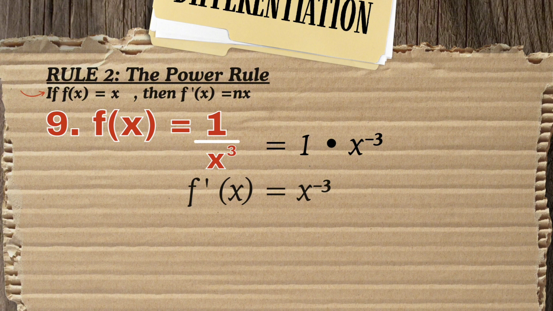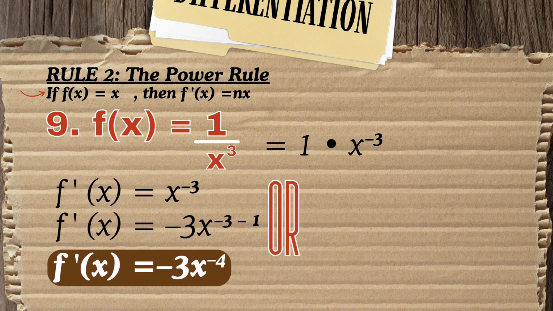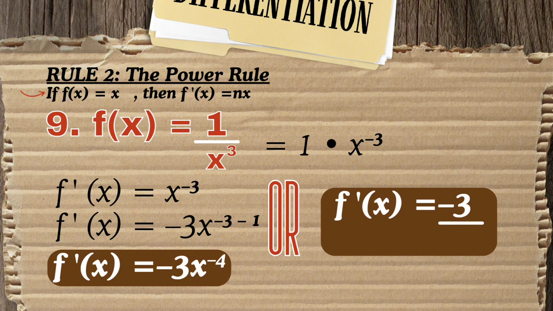Since 1 times 1 is 1, therefore, if kukunin natin ang derivative nito, i-multiply natin ang exponent na negative 3 sa numerical coefficient ng x na 1. That will become negative 3 times 1 is equal to negative 3. Copy the x and also copy the exponent minus 1. So the answer will be negative 3x raised to negative 4. Or para mawala ang negative natin na exponent, ibababa natin siya together with the x. So it will be negative 3 over x raised to 4.